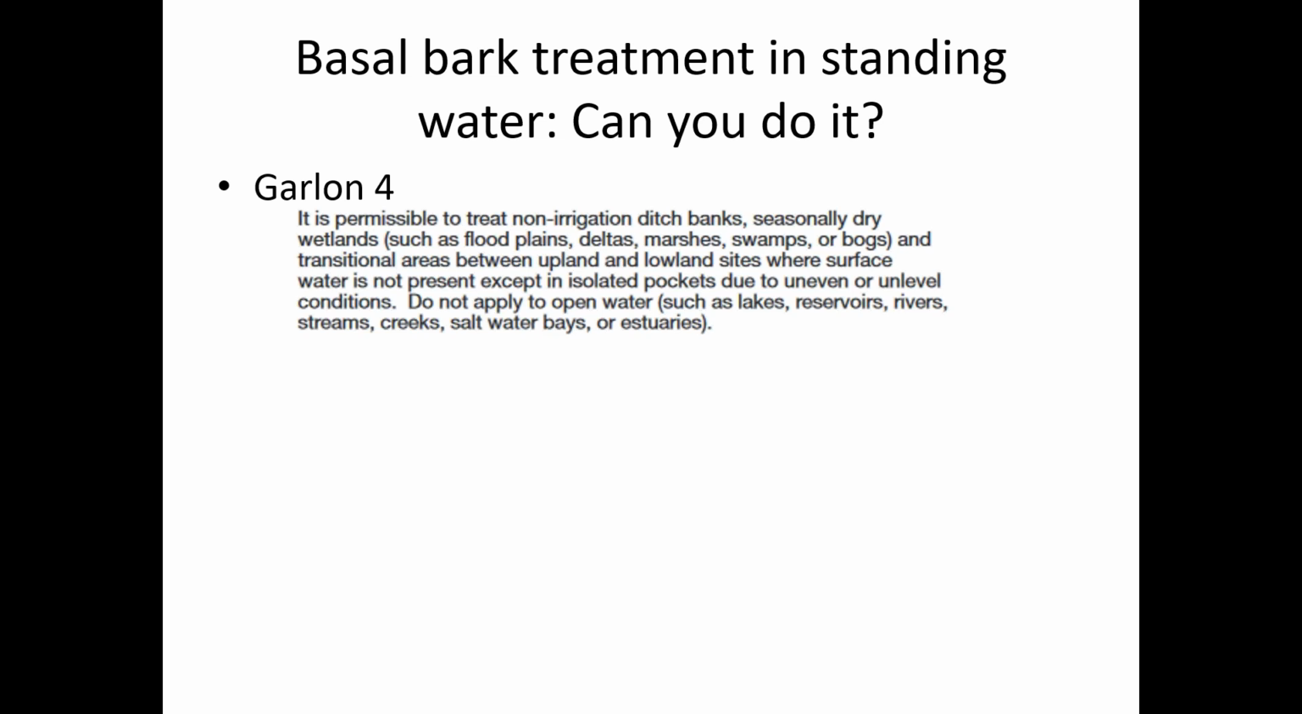It is permissible to treat non-irrigation ditch banks, seasonally dry wetlands, such as floodplains, deltas, marshes, swamps, or bogs, and transitional areas between upland and lowland sites where surface water is not present, except in isolated pockets due to uneven or unlevel conditions. Do not apply to open water, and it gives examples there. So this label is written really to put the impetus of stewardship on you, the applicator, okay?